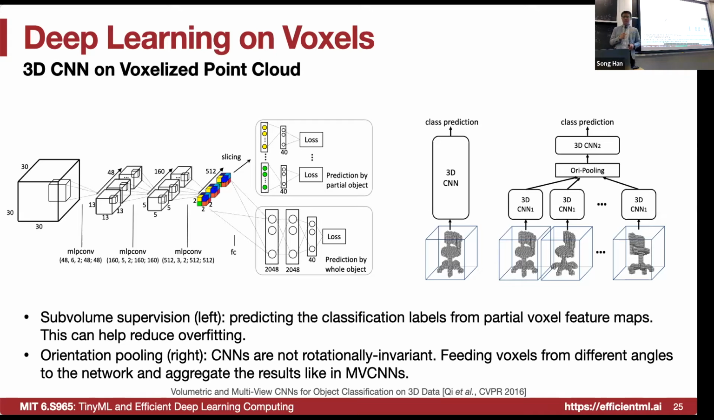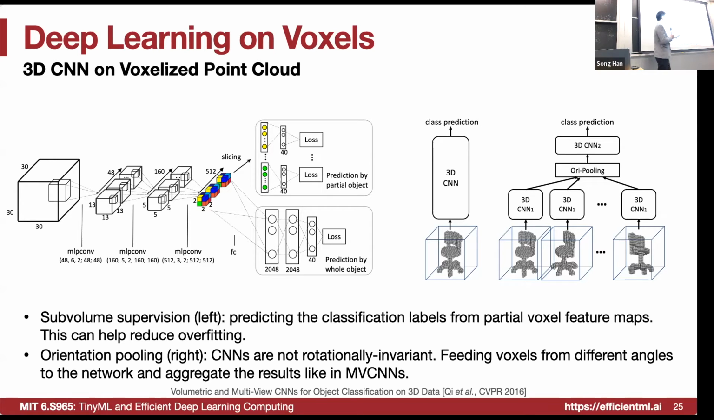So there are other methods to run 3D convolution on voxelized point clouds. For example, this method is suffering from an overfitting issue, so we want to supervise in a stronger manner. Here, this is actually predicting the classification labels from partial voxel feature maps. Here we have 8 parts, and we try to make a prediction for each part, and finally we can average them together to add another supervision.